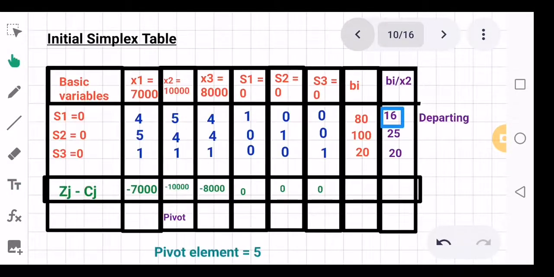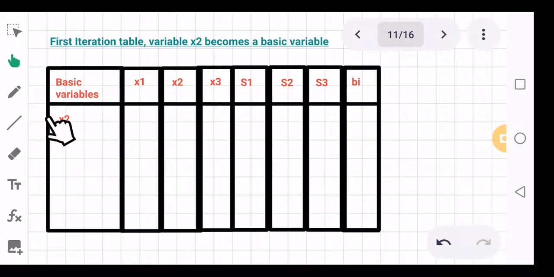Why did we write x2 here? We wrote x2 because this is the departing row, so S1 will be departing, and this is the entering column, so x2 will be entering. x2 enters as it is part of the pivot column or the entering column, and since S1 is part of the departing row, S1 will be leaving. So S1 will go out and x2 will be entering. That's why I'm going to write x2 over here.